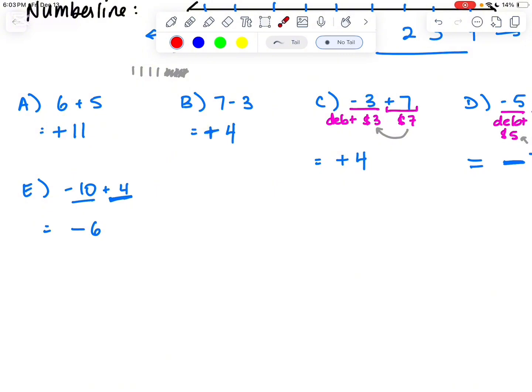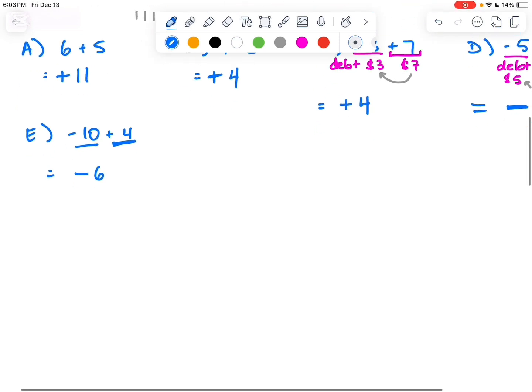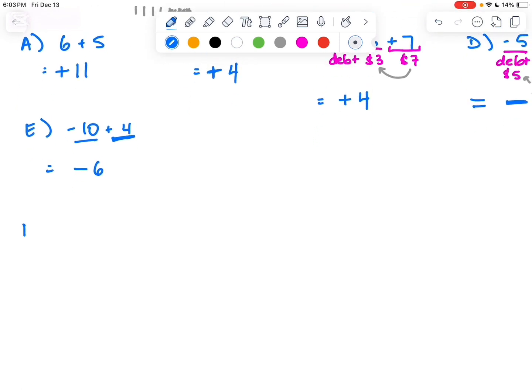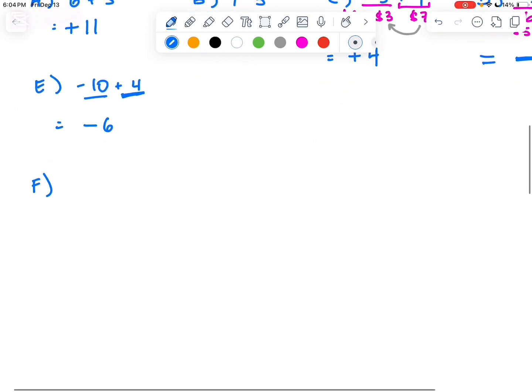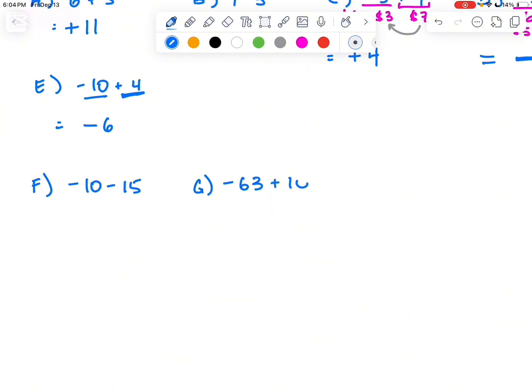And it works even if we have larger numbers. So let's try that with larger numbers. Let's see, I guess we're on F now. Why don't we try it with this? So once again, pause the video, try these on your own, and then come on back when you think you're ready, and we'll do them together.